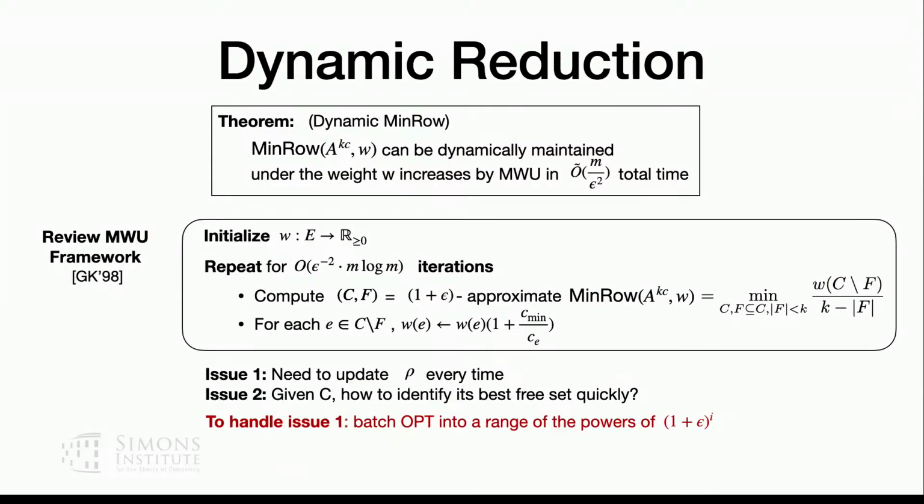So there are two key issues that we need to be aware of. First, how to update this ratio every time, and second, how to identify the free set quickly, because the free set can be of size up to m. So identifying the free set already takes time, even if I know the optimal cut for you. To handle the first part, we're going to batch edges into ranges of powers of (1 plus epsilon)^i, because in the same batch you can use the same threshold, and it's going to work out.